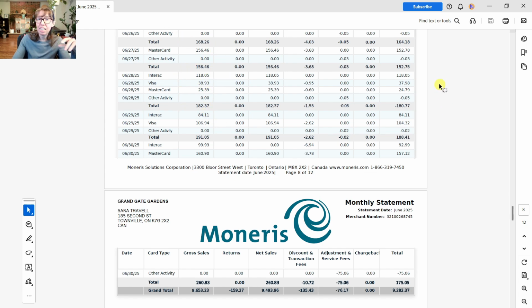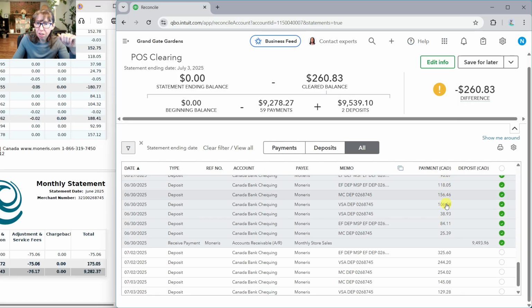Do I see any of these numbers at all going into the bank? So let's take a look. So here are the deposits going into the bank. I know it says payment here, but that's because it's the clearing account. It goes into the bank out of the POS clearing. And can we see any numbers matching at all? Well, right here I see 118.05, 118.05 for the debit. And so that's going in on June 30th.